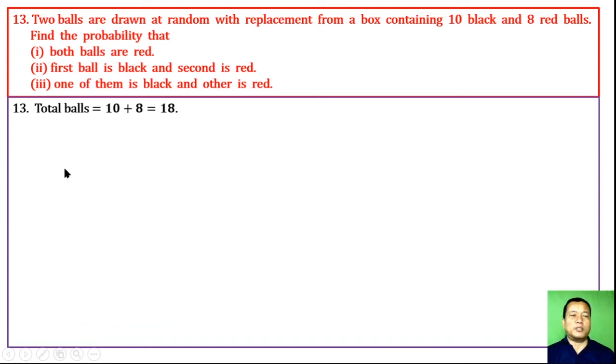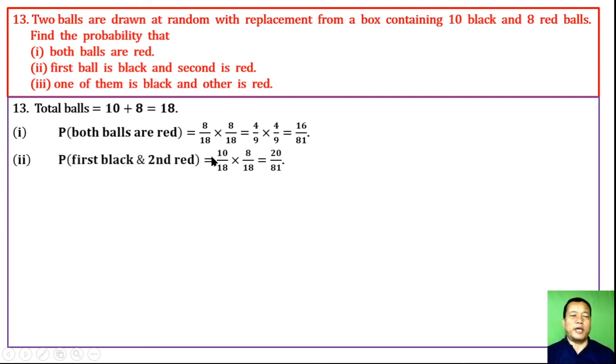Total balls: 10 plus 8, 18. Probability that both balls are red: the first is red, 8 by 18, and the second is red, 8 by 18. That is 8 by 18 into 8 by 18, which gives 16 by 81.